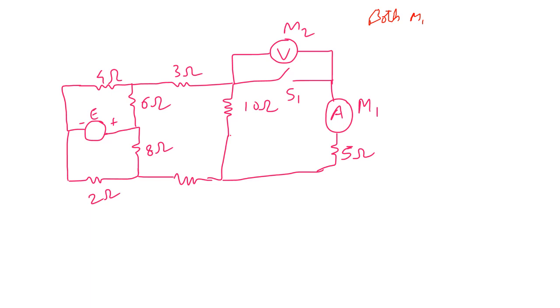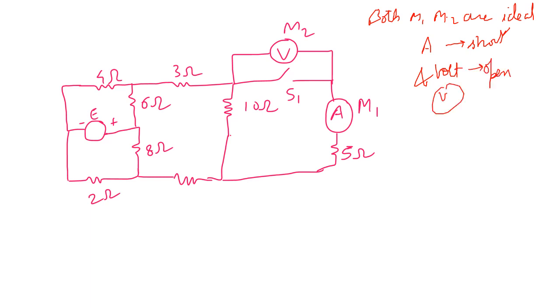Now, M1 and M2 are ideal. When an ammeter is ideal, it means the ammeter will be a short and the voltmeter will be open, so M2 will be like an open circuit. So we can solve this problem in two ways. Let me show you how you can solve it in the first way.